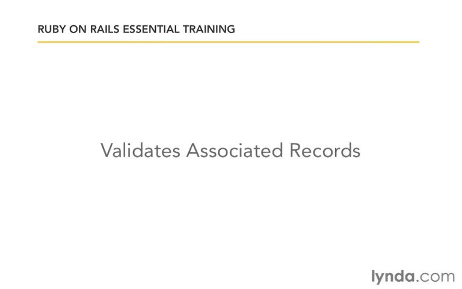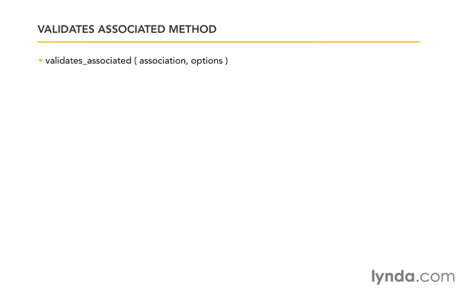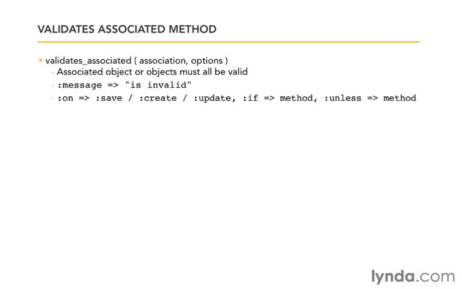We've learned about the 9 main validation methods for checking a model's data. There's actually one more, only this validation doesn't check a model's data, it checks the data of associated models. In other words, it uses the Active Record associations like has_many and belongs_to to make sure that those objects that are related to an object are valid before it considers the object valid.